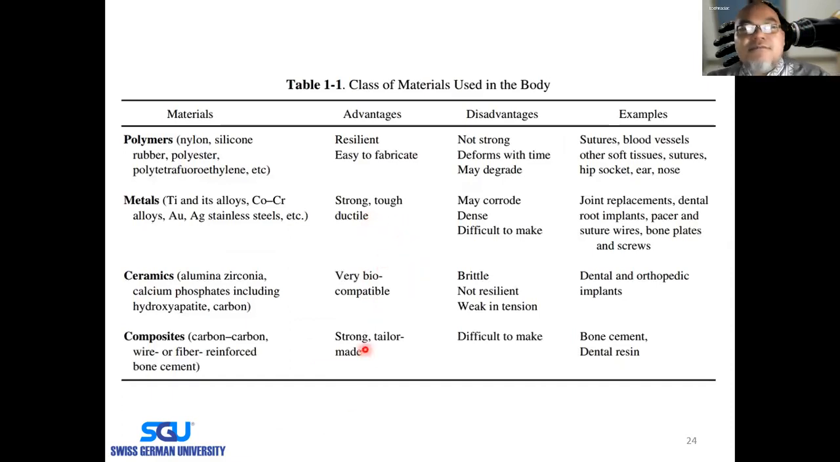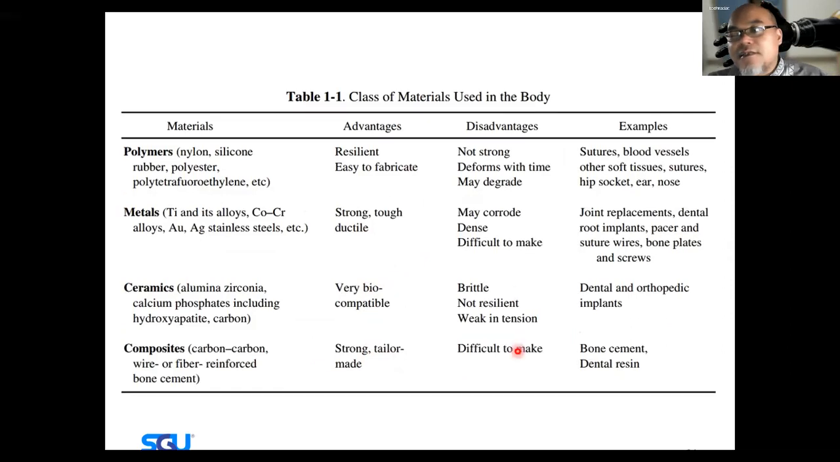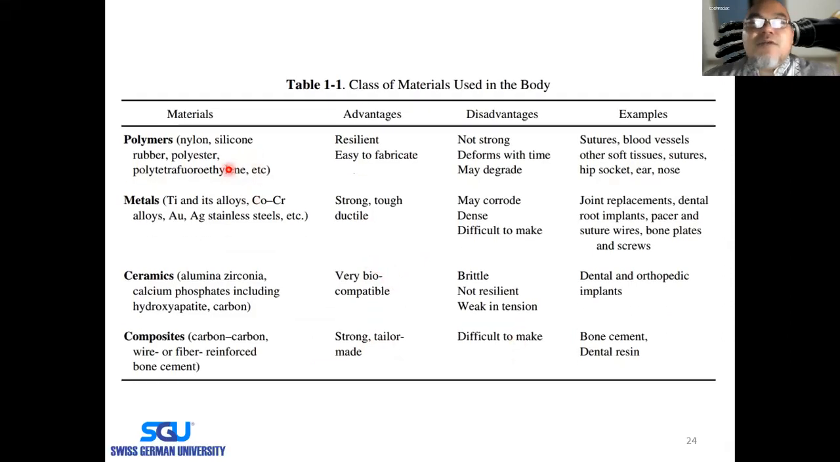So these are the classes of material being used in the body. Some examples, like polymers, include nylon, silicone, rubber, polyester, PTFE, polytetrafluoroethylene. The advantages are they are resilient and easy to fabricate. However, they are usually not strong and they may degrade with time. That is why they can be used for degradable applications like sutures, blood vessels, and other soft tissue. Artificial ear, artificial nose, hip socket, breast implant, something like that.